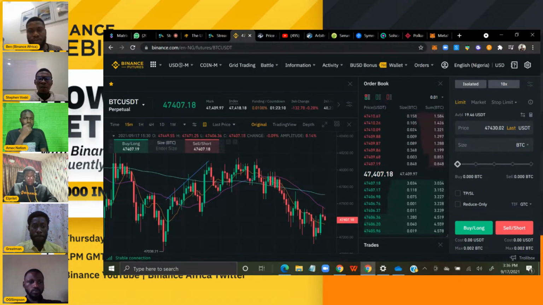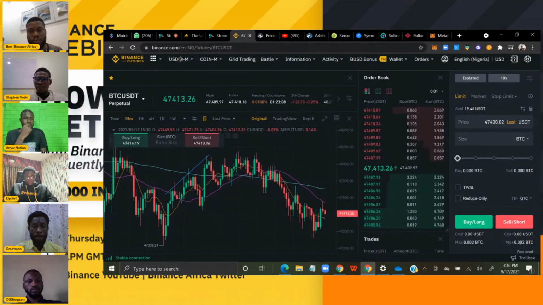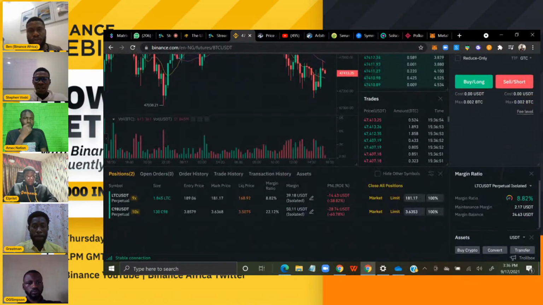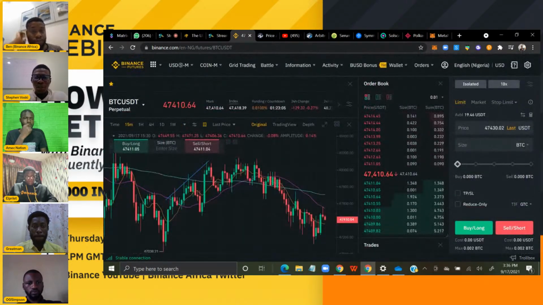Okay, now there are several ways you can place a trade on futures. There are two different ways. You can use the cross margin or the isolated margin.